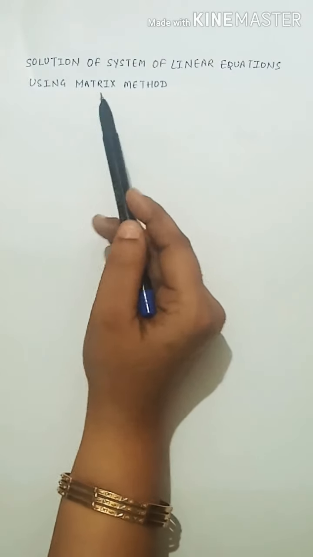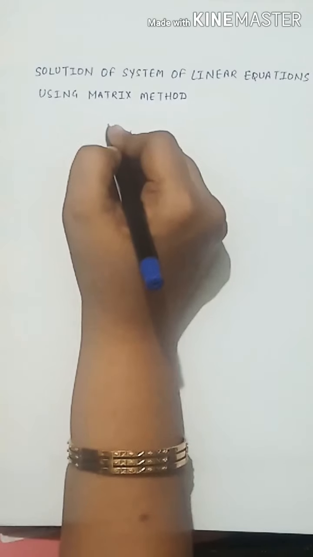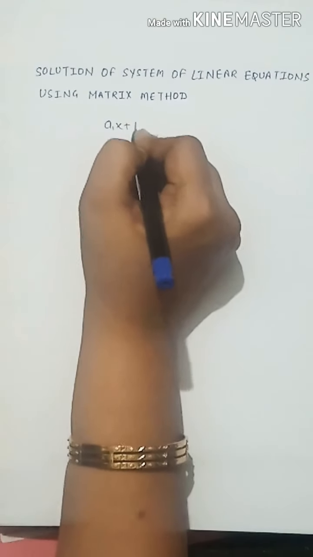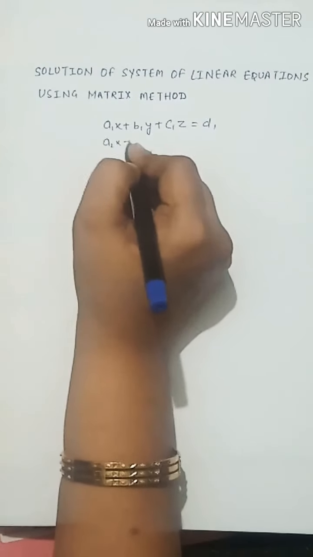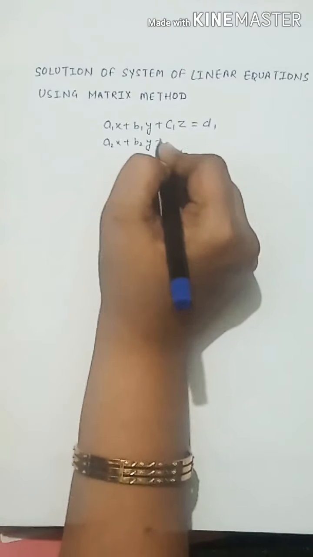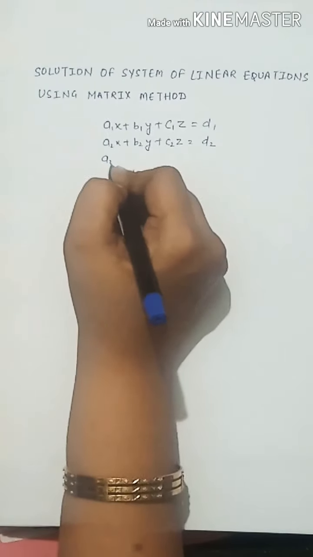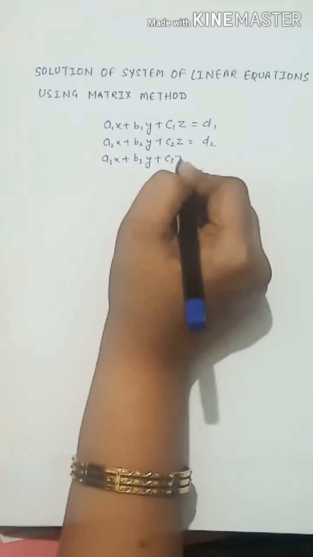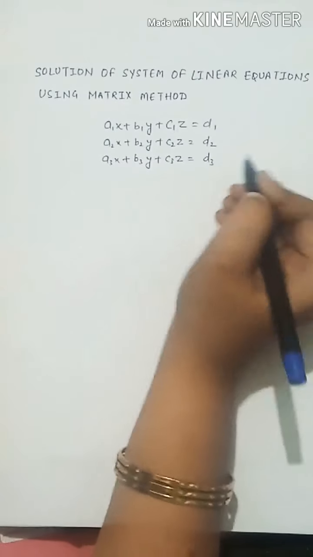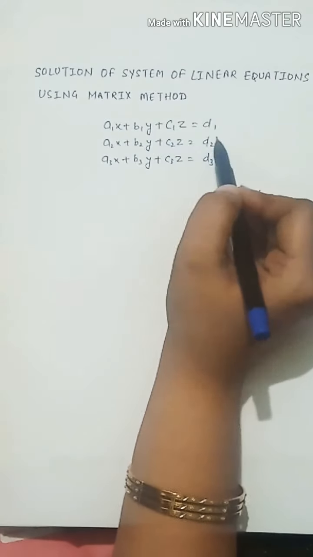Today we will discuss the consistency and solution of system of linear equations. Consider the system a1x plus b1y plus c1z is equal to d1, a2x plus b2y plus c2z is equal to d2, and a3x plus b3y plus c3z is equal to d3. This system consists of three equations in three variables.